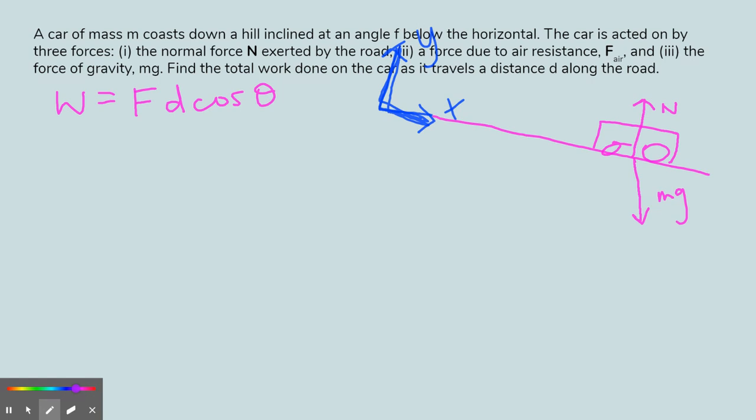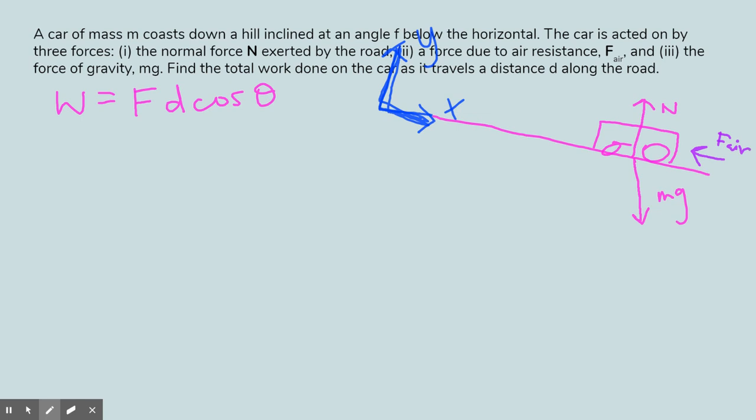Oh, and then I left out a force, and I apologize for that. We need air because it says we have a force due to air resistance. So if the air is this way, we'll say here's our force due to air. So we need to actually add up all of these so we can find the total work done. We can't just take one of these and ignore the rest. So let's do the work from the normal force first.